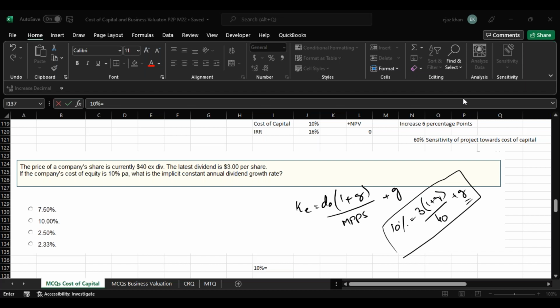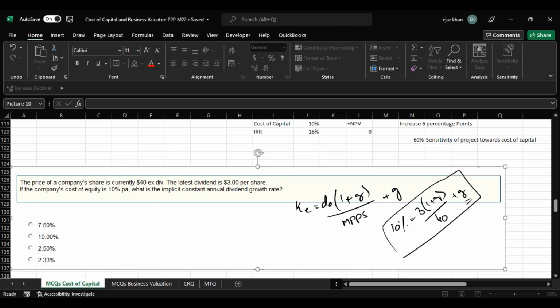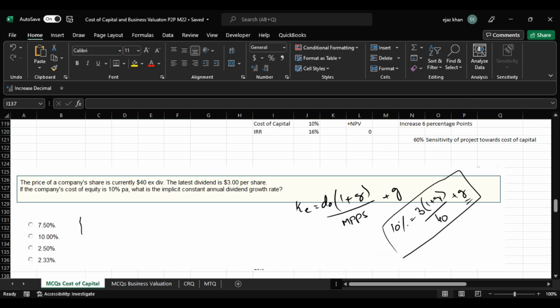So one of the ways through which you can find out is to just simply put the values and see if we can get 10% at any of these growth rates, right? That is only possible when you have the options available, right? But the right way of doing it is to solve this equation. So let's take this 10% to the other side and this G to this side.